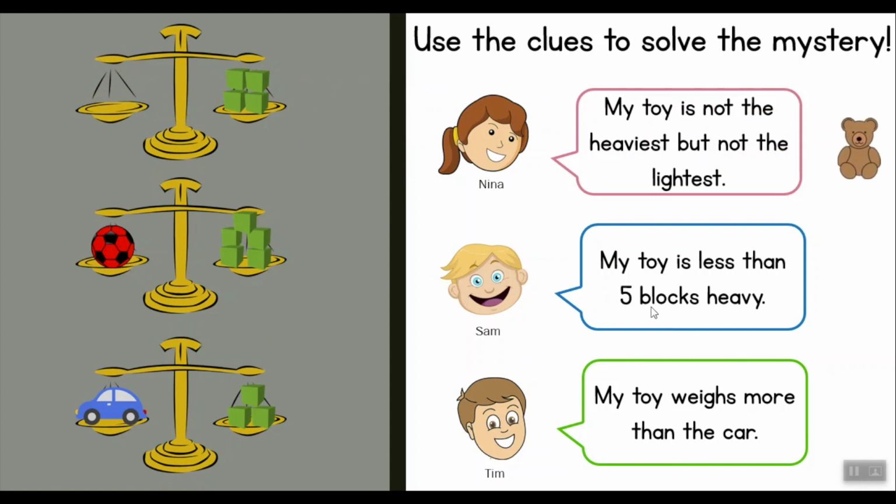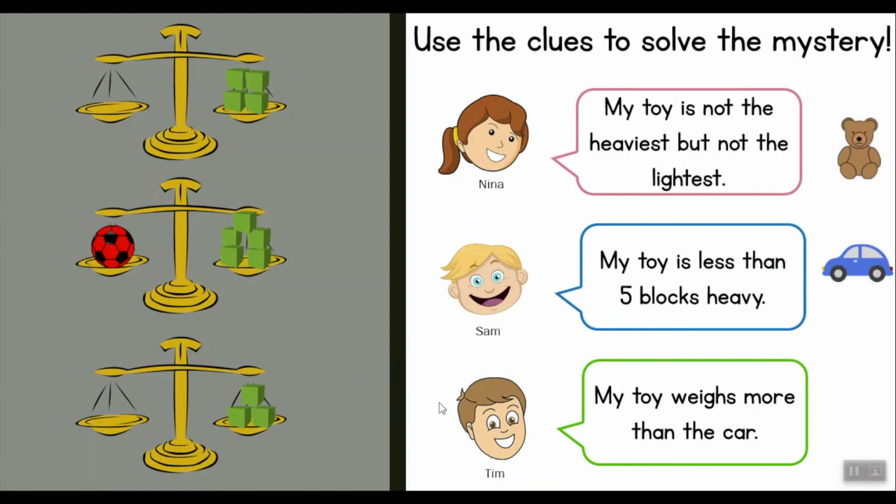He said that his toy is less than 5 blocks heavy. So, we must see which toys weigh less than 5 blocks. The teddy bear weighed 4 blocks, and the car weighs 3 blocks. Now, we already know that the teddy belongs to Nina, so the only toy that could be Sam's is the car, right? Let's see. Correct.